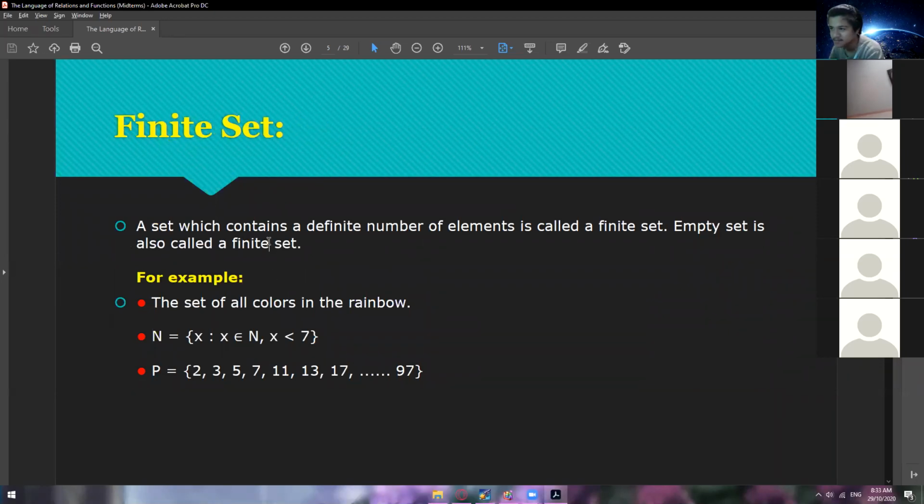Next one is the finite set. This one is super easy to understand. When you say finite, you can count the elements inside that set. It is a set which contains a definite number, meaning you can define the count of elements in that set. So we call that finite. The empty set is also called a finite set, since it contains nothing, and you can count it. For example, here we have x is an element of natural numbers. What are the natural numbers again? They start from 1 onwards. So x is less than 7. What are those numbers? x less than 7, which are natural numbers. What are those, guys?